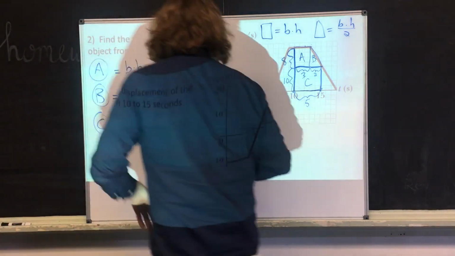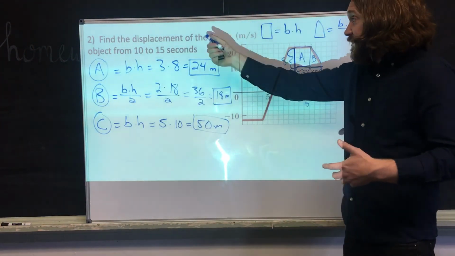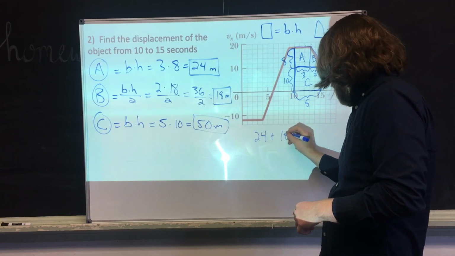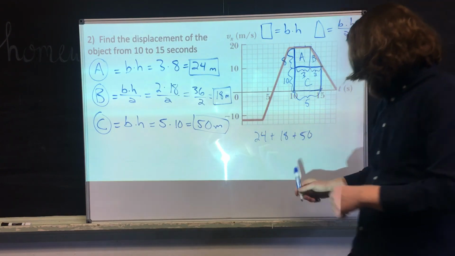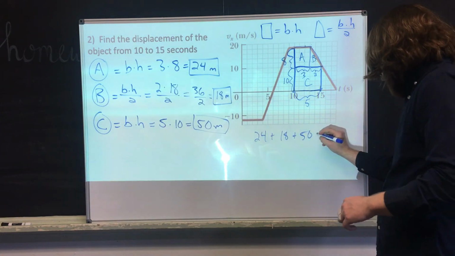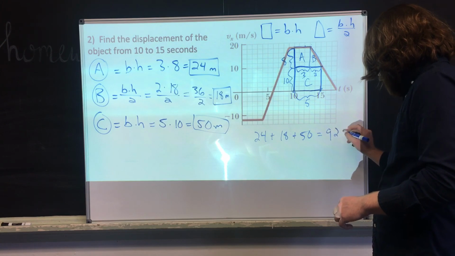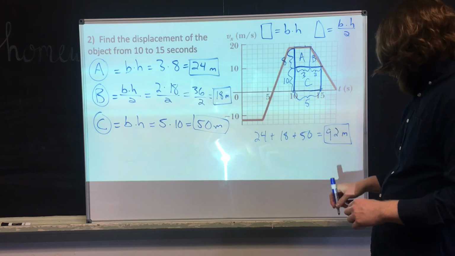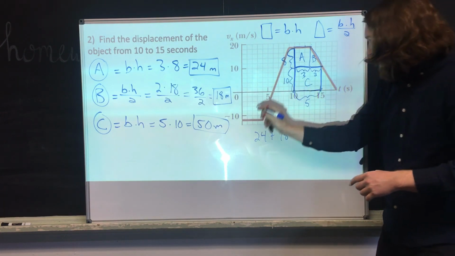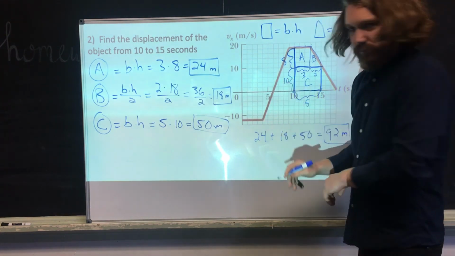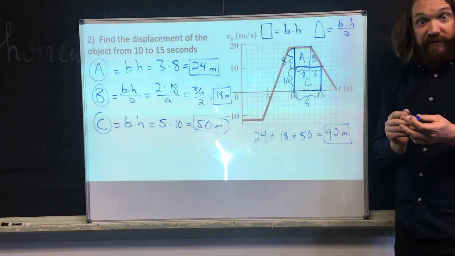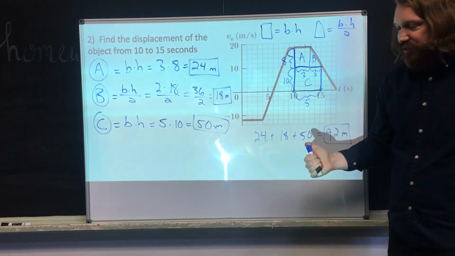All distances. In order to find my total displacement, I add them up. Positive 24 plus positive 18 plus positive 50. 24 plus 18 is 42. 42 plus 50 is equal to 92 meters. Did I do that right? That sounds right to me. Boom. So you can take any little segment of this and break it up. Whatever it is, draw the lines from the time and break it up into all of its little bits and pieces. It's actually pretty straightforward.